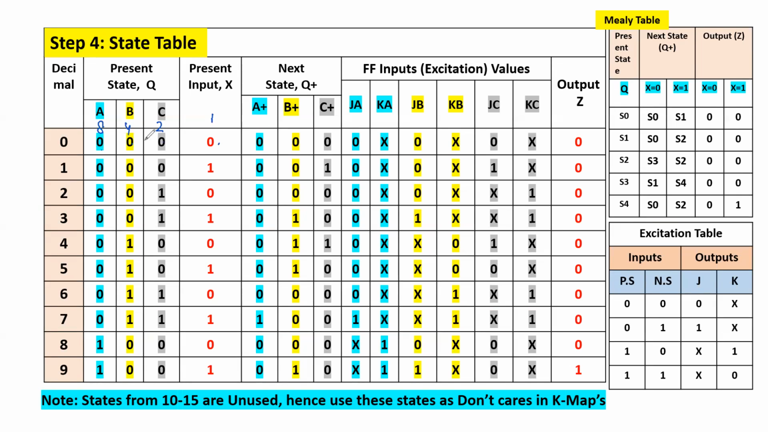Here we are using 4 bits every time. So with 4 bits, there are totally 16 binary combinations to fill. But we are using only 0 to 9, totally 10 combinations. So out of these 16, we are using 10. The remaining 6 combinations should be taken as don't cares in K-maps when finding the simplified Boolean functions.